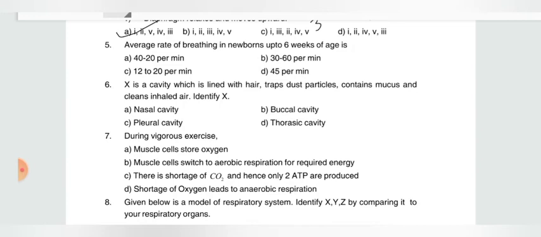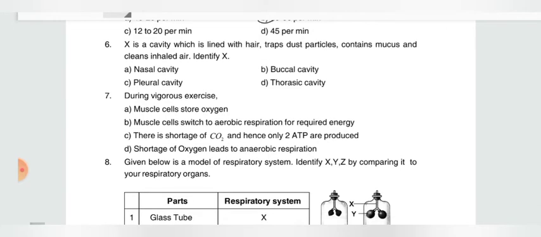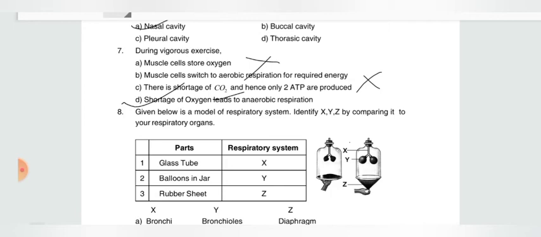Next, coming to the fifth one. The average rate of breathing in newborns up to 6 weeks is 30 to 60 times per minute. Generally, what is the cavity which is lined with hair, traps dust particles, contains mucus and cleans inhaled air? Nasal cavity. During vigorous exercise, muscles won't store oxygen, they run out of oxygen. Muscle cells switch to aerobic respiration for the required energy? No, they switch to anaerobic. The shortage is of oxygen, not CO2. The shortage of oxygen leads to anaerobic respiration, so D is correct.